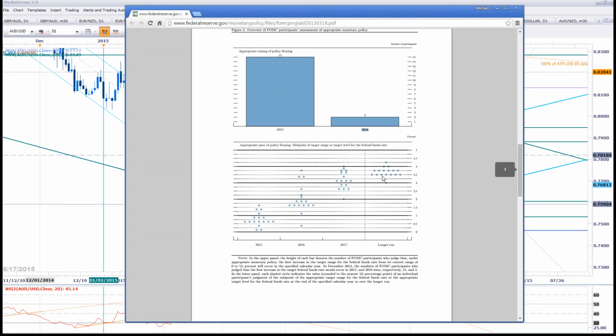The other thing is the dot plot. And this tells us where the midpoint, as it were, for where interest rates will be over the next near-term horizon.